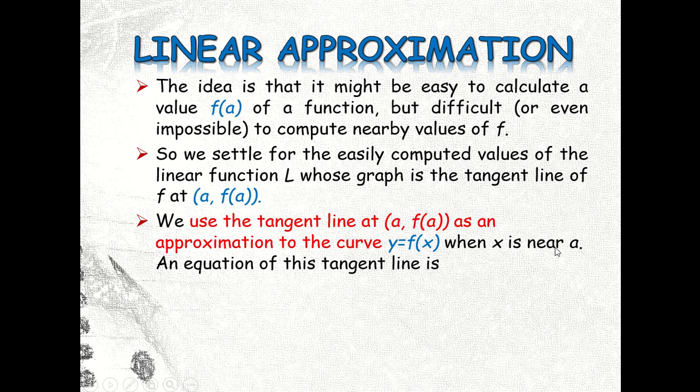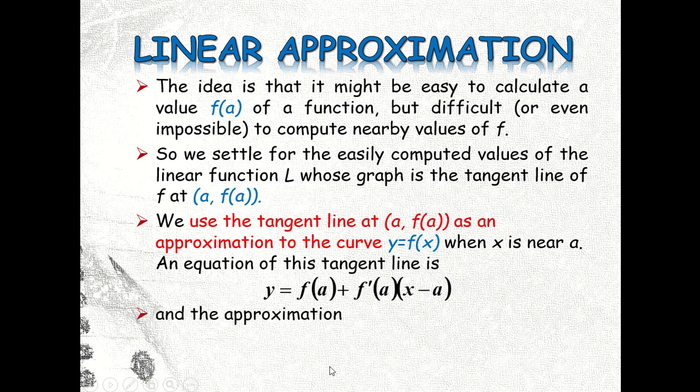So it can be coming from the left towards a or coming from the right towards a. So an equation of this tangent line is given by y equal to f of a plus f prime of a times x minus a. And the approximation, we have here the approximation f of x approximately equal to f of a plus f prime of a times x minus a.